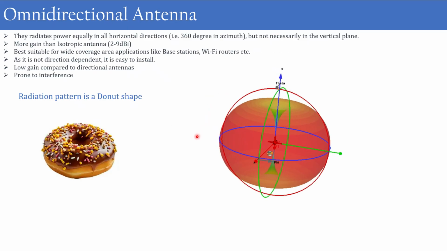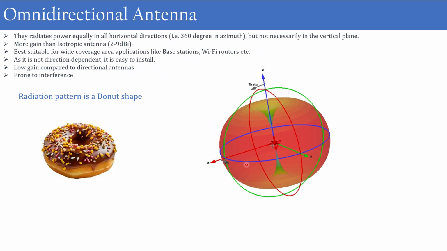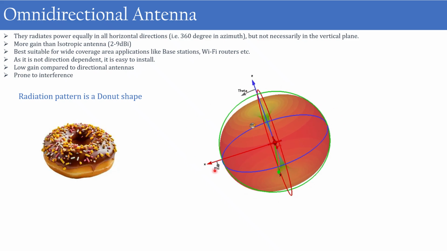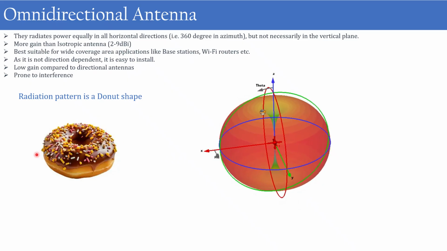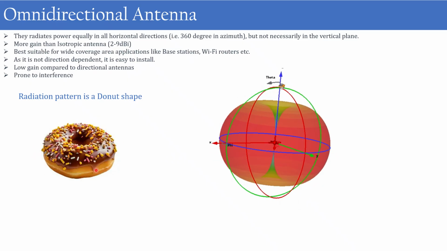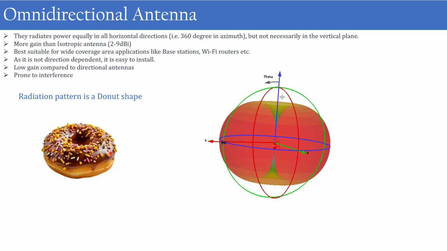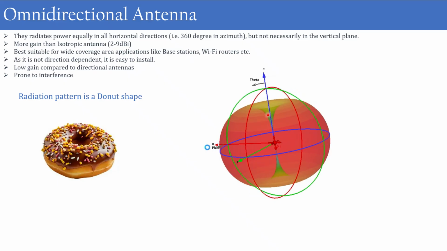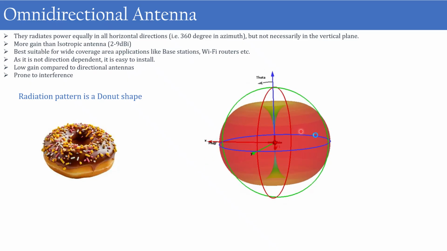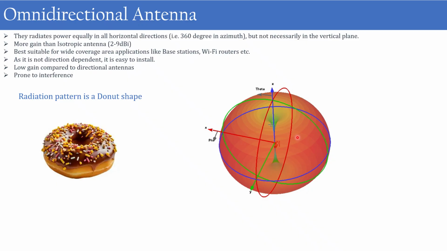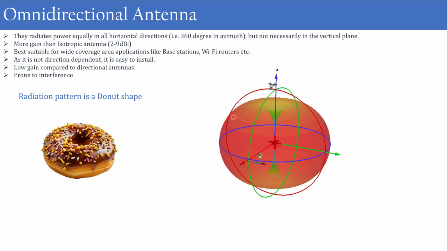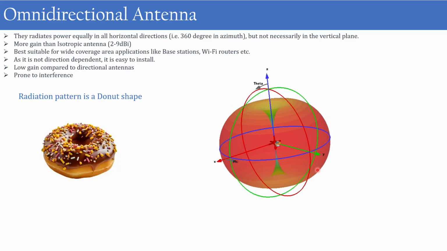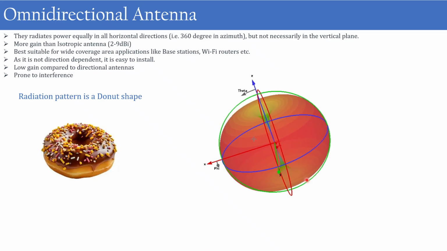In case of an omnidirectional antenna, they radiate equally in all the horizontal directions, but not in the vertical direction. So if you consider the radiation pattern, it will look like a donut shape. So it has equal radiation in the horizontal direction, no radiation in vertical directions. If you compare the isotropic and omnidirectional antenna, we can see that the radiation in the vertical direction is directed to the horizontal direction in case of the omnidirectional antenna.